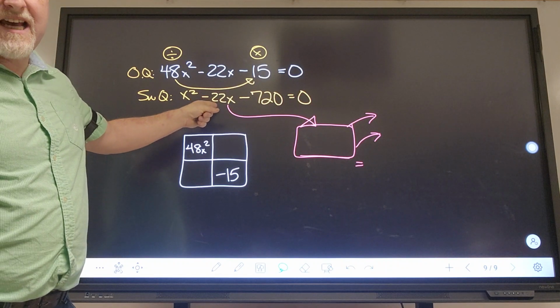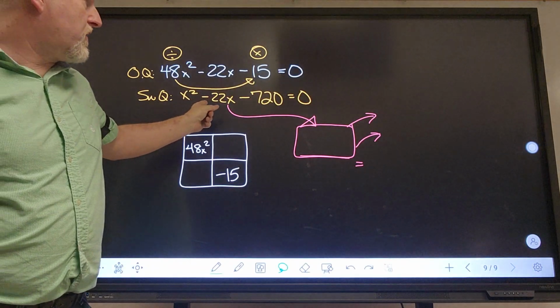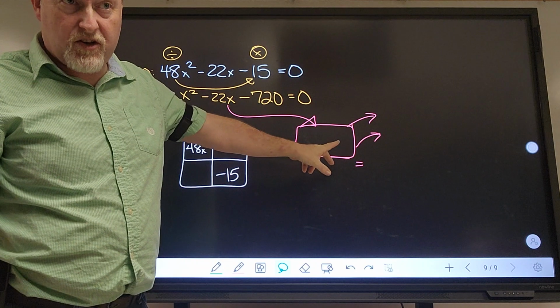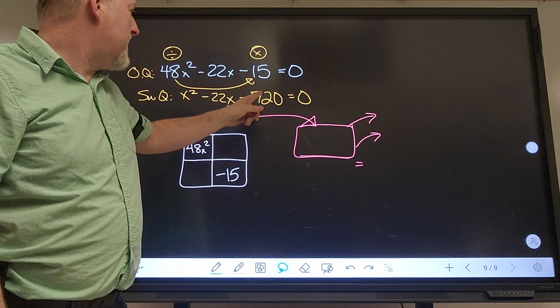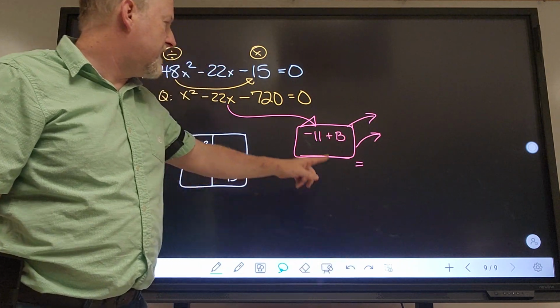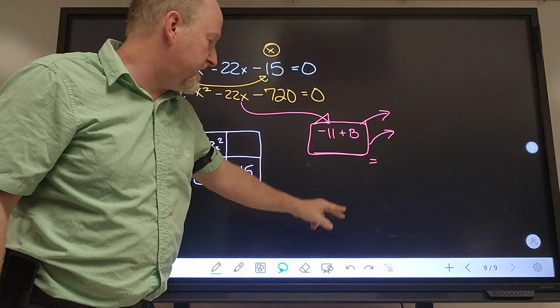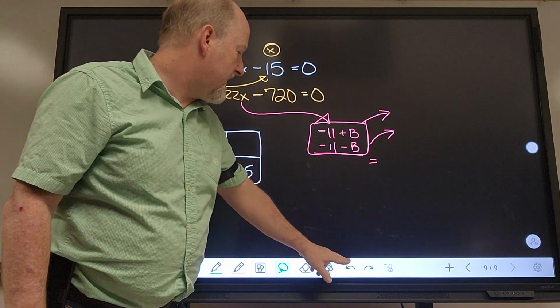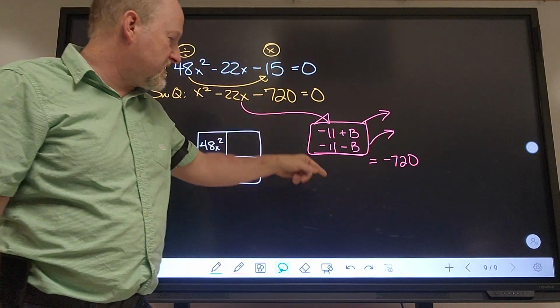The two things have to add up to the negative 22. So we're going to take half and then the other half to add up to negative 22. And then their product is going to equal that negative 720. So no guess and check at all. It's just half of negative 22 plus a bit, the other half minus a bit, and they multiply up to this. So let's actually multiply them.